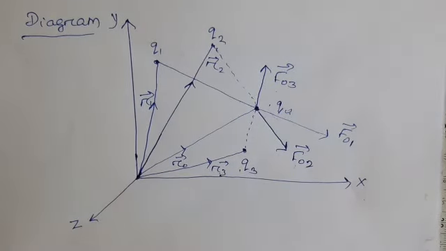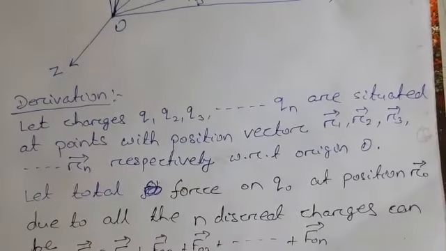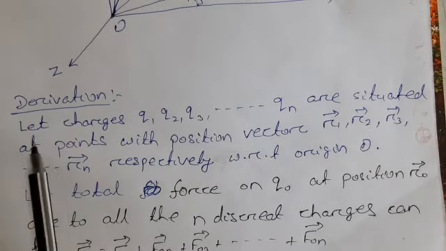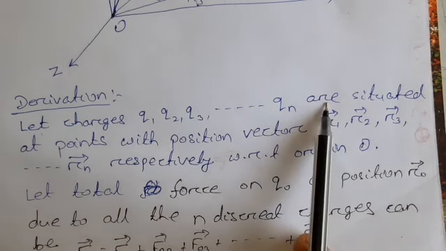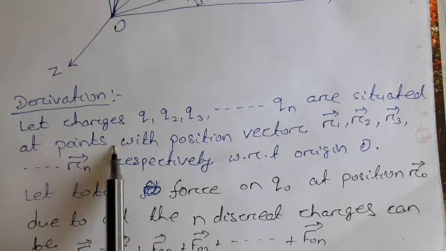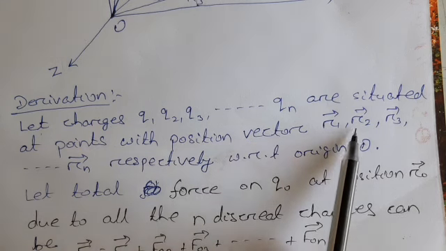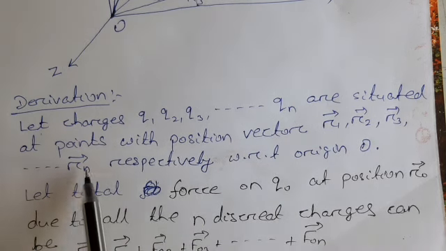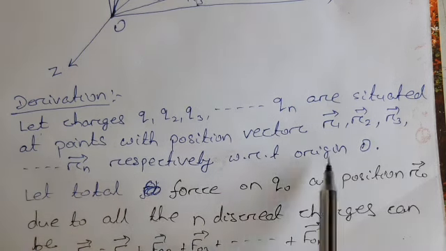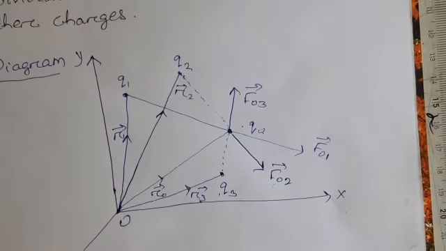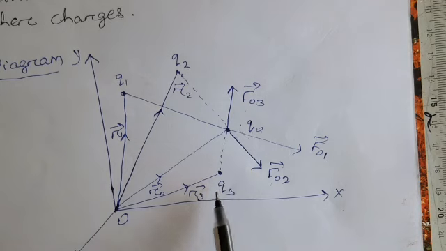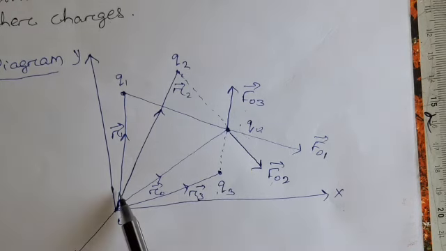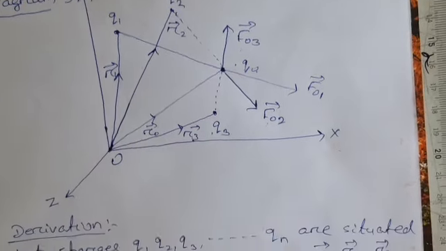So going to the derivation part. Here is the derivation section where I will write, let charges Q1, Q2, Q3 up to Qn be situated at points with position vectors R1, R2, R3 up to Rn respectively with respect to origin. Here the 3 charges I have taken, Q1, Q2, Q3, are placed at position vectors R1, R2 and R3.